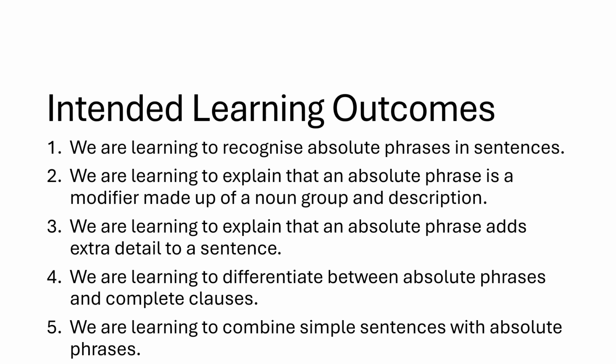There are 5 intended learning outcomes to achieve by the end of the lesson. 1. We are learning to recognise absolute phrases in sentences. 2. We are learning to explain that an absolute phrase is a modifier made up of a noun group and description. 3. We are learning to explain that an absolute phrase adds extra detail to a sentence. 4. We are learning to differentiate between absolute phrases and complete clauses. 5. We are learning to combine simple sentences with absolute phrases.